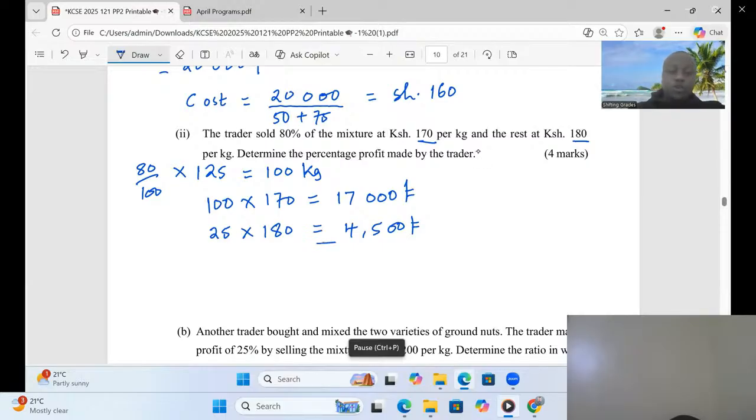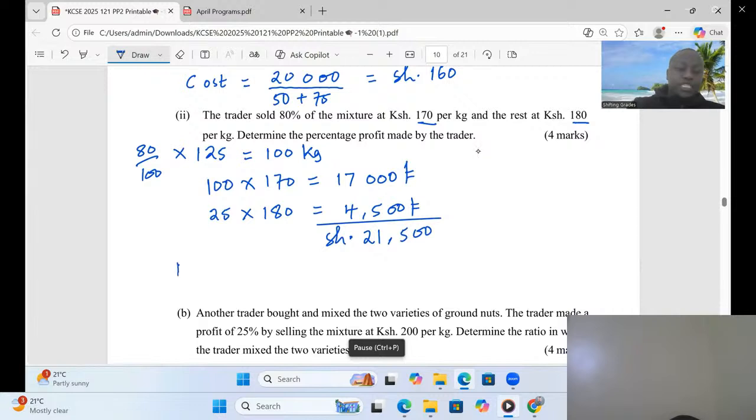So what will be the total amount obtained from the sale? 17,000, we add 4500. I'm getting a total of 21,500. Determine the percentage profit made by the trader. Let's look at the profit itself. Profit is the total sales minus the buying price, which was 20,000 according to what we saw in part A.